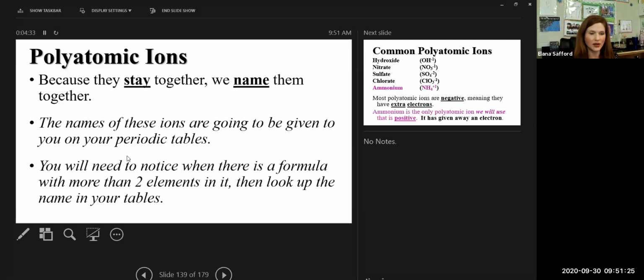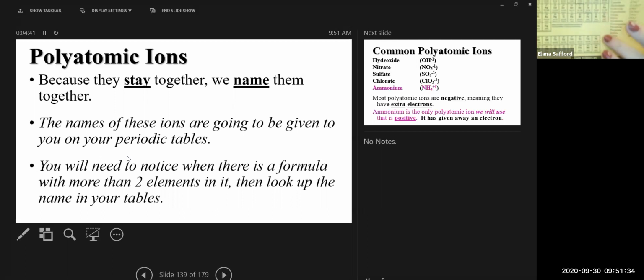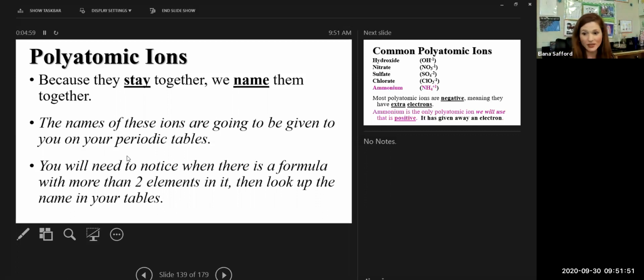Because they stay together, we also name them together. The names of these ions are given to you. You don't have to memorize these, you just have to know where to find them. Again, I know it's backwards, I'm sorry. But if you see SO3, you'll need to notice this on your test and then be able to look it up on your table.